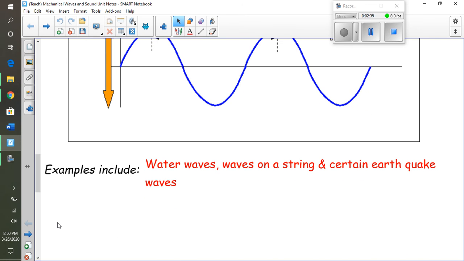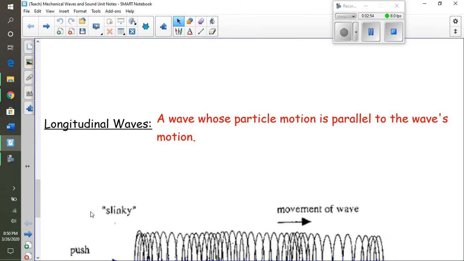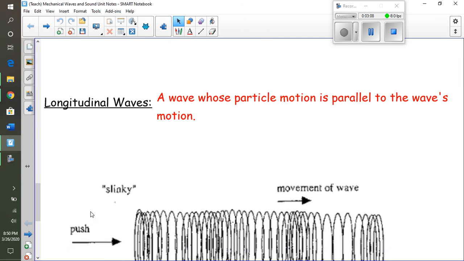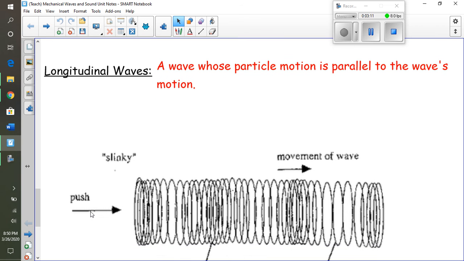Examples: water waves are always a great example of transverse waves, waves on a string, and certain types of earthquake waves. We're not going to get into this, but know that earthquakes are waves, and some of them are transverse. The second type is longitudinal, sometimes also called a compression wave. This is a wave whose particle motion is parallel to the wave's motion. Think of a slinky, where you push it back and forth. As you jiggle one end back and forth, the wave propagates and moves away from that.